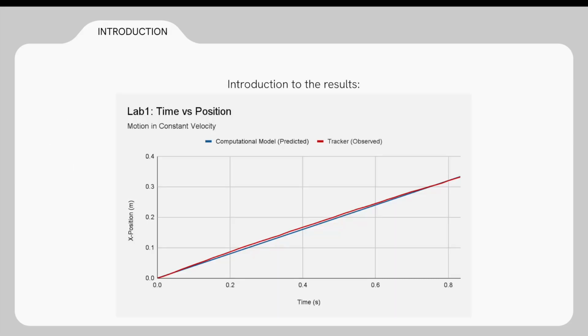A quick introduction to the results shows that the predicted motion from the computational model and the observed motion measured through Tracker are nearly identical. This reveals that computational models can be extremely accurate tools that physicists can use to predict motion in constant velocity.